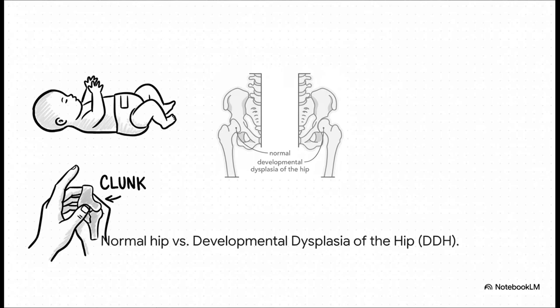Now, in peds, you're not just looking at injuries. You're also looking for congenital conditions like developmental dysplasia of the hip, or DDH. For infants, you're looking for things like uneven skin folds on their thighs. The provider is going to do the Ortolani and Barlow tests, and they're feeling for this very specific clunk as the hip pops in and out of the socket. You need to know what these signs mean.